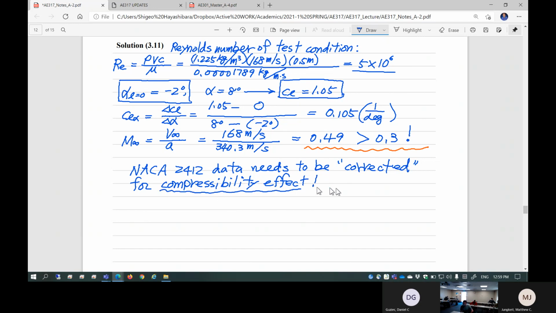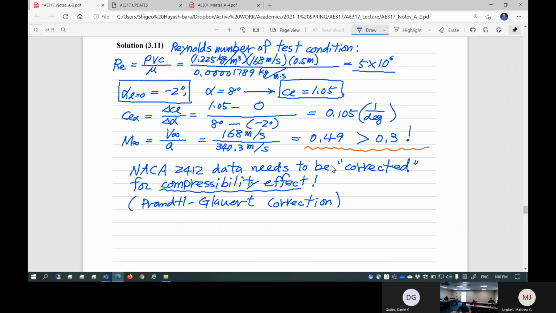This is called Prandtl compressibility correction. Now, your software XFLR5 has the checkbox, right? The checkbox asks what your Mach number is. You just type it in. If you check the box and type in your Mach number, it is going to automatically turn on this equation, the Prandtl correction. All right, so be careful about that.